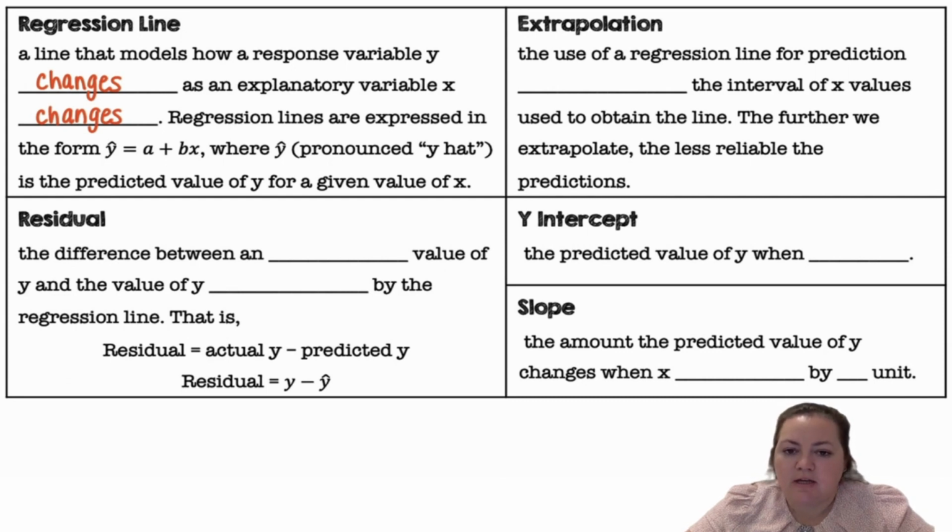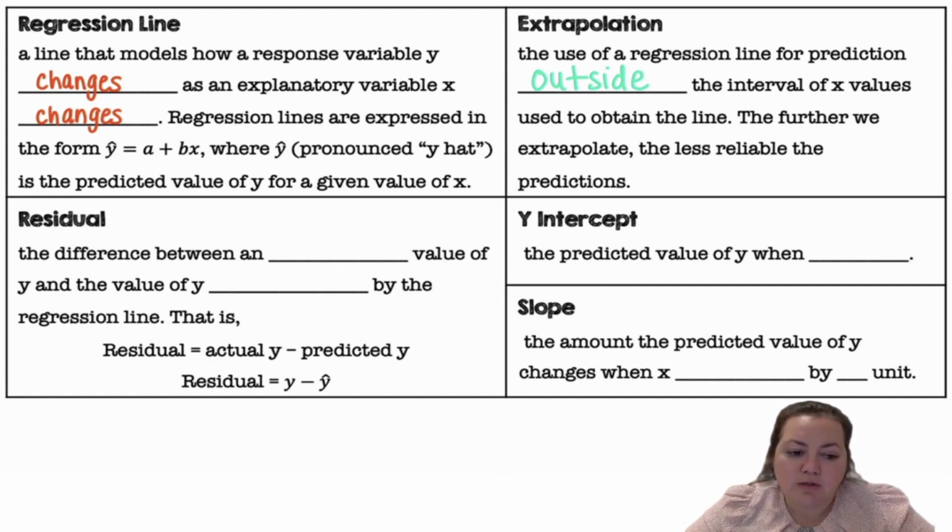Extrapolation is what happens if the regression line is used for predictions outside of the interval of the x values used to obtain the line. The further we extrapolate, the less reliable our predictions. So if I only have data for when x is 1 up until x is 10, and then we use that model, the regression line, to make a prediction when x is 20, well, my highest value is only 10, so 20 is way far from 10, so that's not going to be super reliable. A lot of things could happen. All right, and that's called extrapolation.